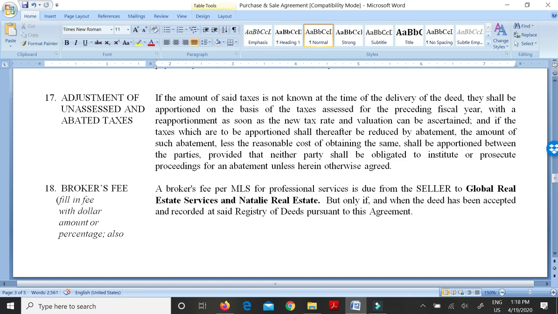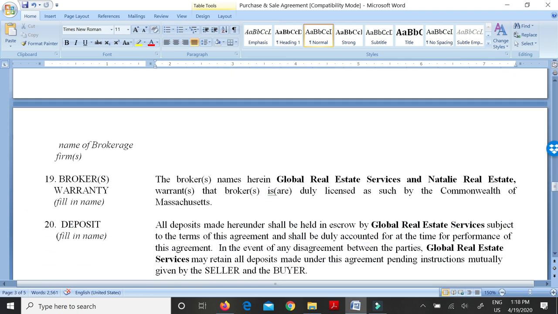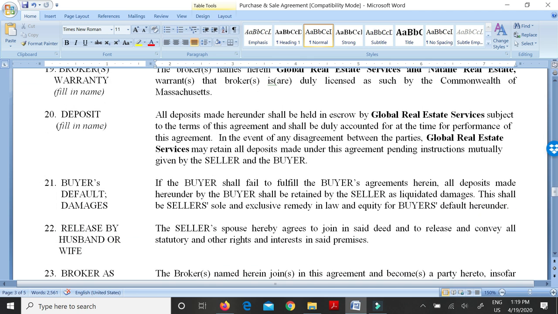It's very rare that we have to deal with this clause, but it's there for that specific reason. Paragraph 18 indicates that if there are agents involved, it must list who they are, and paragraph 19 just expresses that the agents are licensed in the Commonwealth of Massachusetts. It's just giving assurances that they are licensed to do business in the state that the transaction is being conducted. Paragraph 20 indicates who will be holding the deposit.